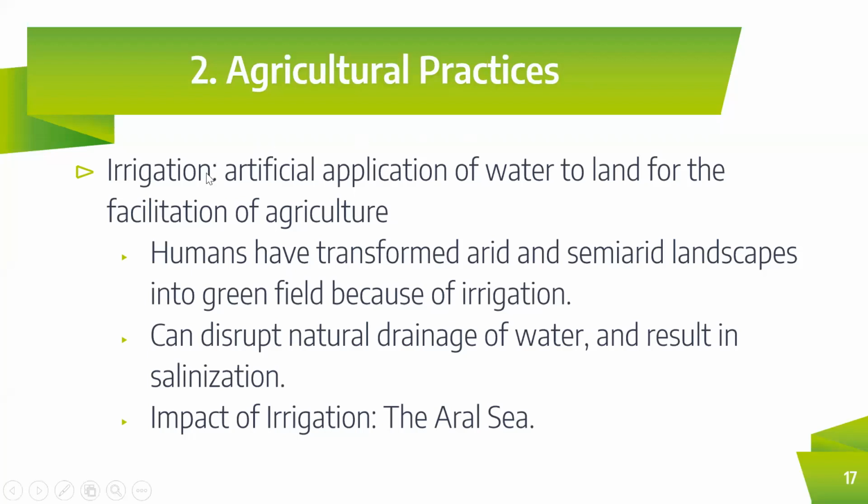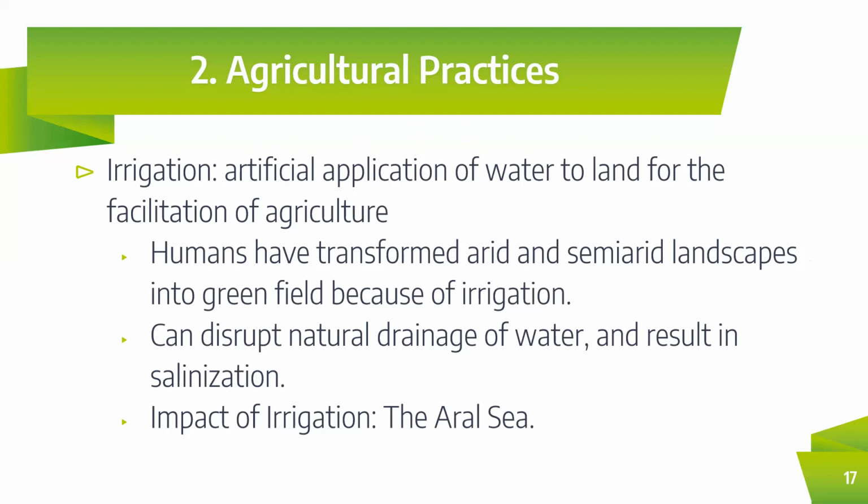Other agricultural practices include irrigation, right? The artificial application of water to land for the facilitation of agriculture, basically moving water from one place to another to make sure that crops have access to water. So kind of diverting water from its natural course to aid in the production of crops in another place. Okay, so human beings have used irrigation for thousands of years. It's been proven to produce more crops.